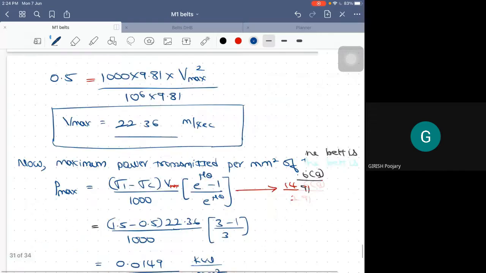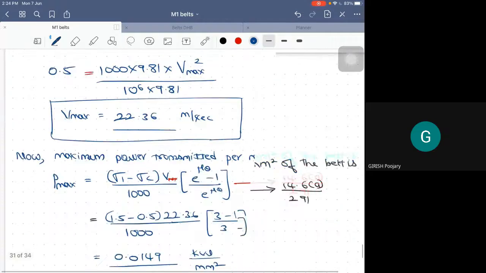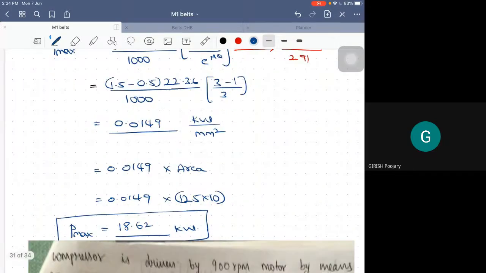But how much are you actually transferring? You are transferring only 14.17. What is the maximum power that can be transmitted? That is 18.62. Nitesh, you had some doubt?